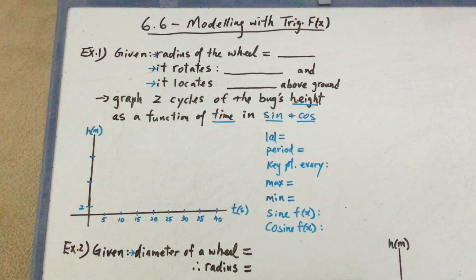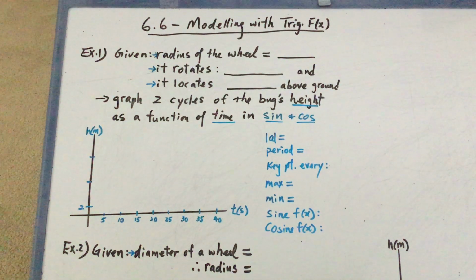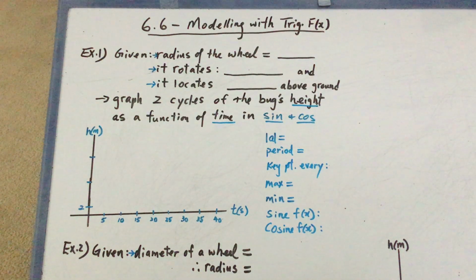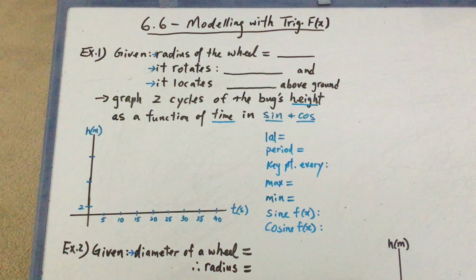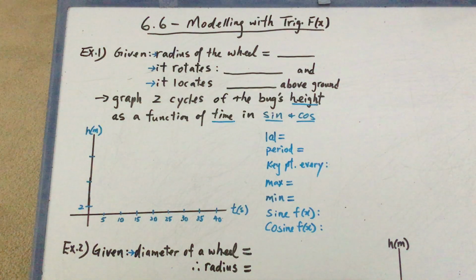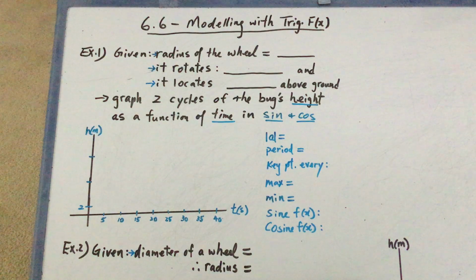Okay, so if you have your worksheet with you, I want you to look at example number 1, where a ladybug is sitting on a wheel 6 m in radius, which rotates at 3 revolutions per minute, and the wheel is located 2 m above the ground. So we need to draw the graph showing two complete cycles, and then we have to write an equation showing that the bug's height off the ground as a sine or cosine function of the time.